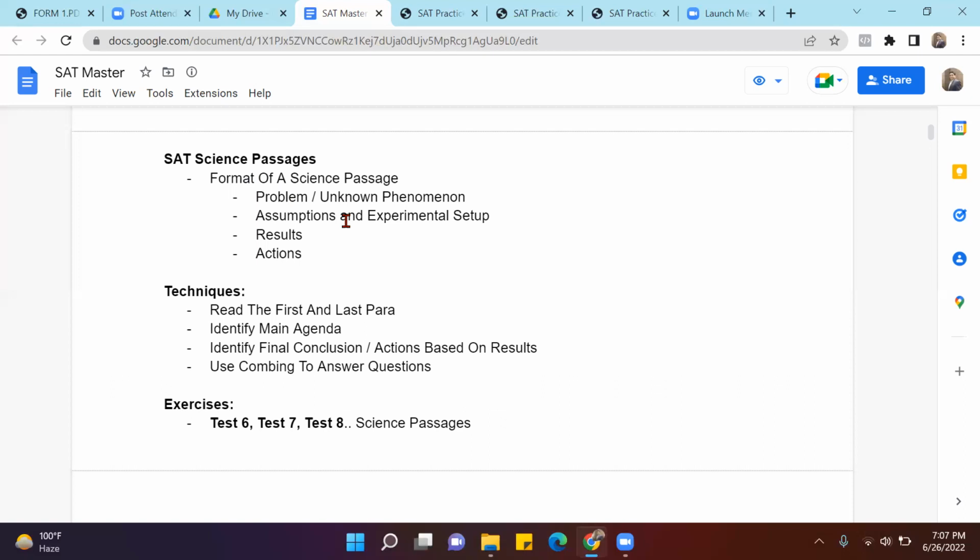So in order to find out the right thing, the scientists would be doing some experiments, right? When they do the experiment, they get results. So the next paragraph would be results, and the last paragraph would be actions. So to sum it up, the structure of a science passage is like this. It starts with the premise, then there is a problem, then there are assumptions, then there are results, and at the end there are actions.